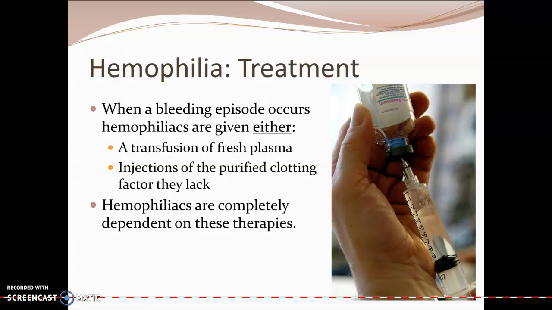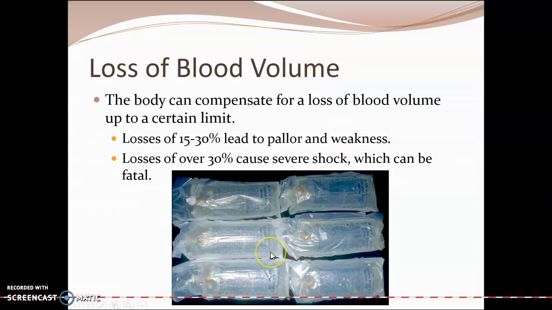Transfusions of blood plasma are important because your thrombocytes are in your plasma, and when you put that transfusion in the body, they can develop some more platelets to help with that. But they definitely need these therapies to function properly.